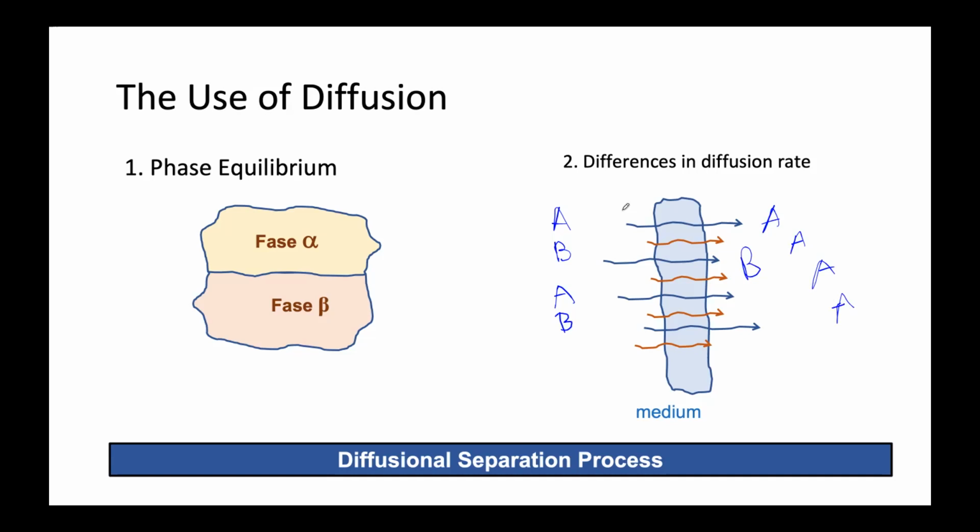In the membrane, they use the property of permeability. If there are two components, one has high permeability, easy to pass the membrane, and one has low permeability, not easy to pass the membrane, then one component would travel easily, and on the other side we have rich A and maybe a small amount of B. So, again, we use phase equilibrium to separate them, or the difference in diffusion rate.